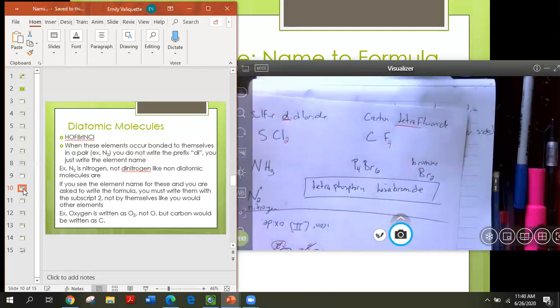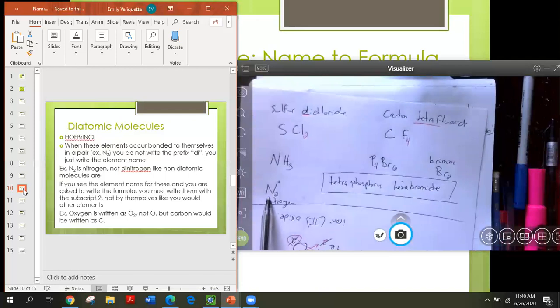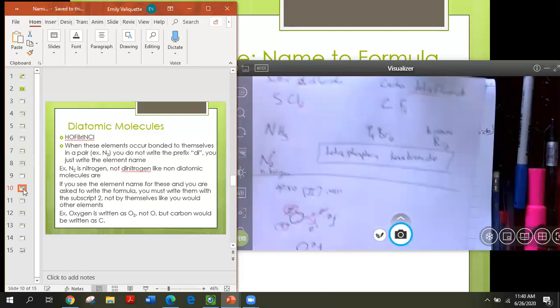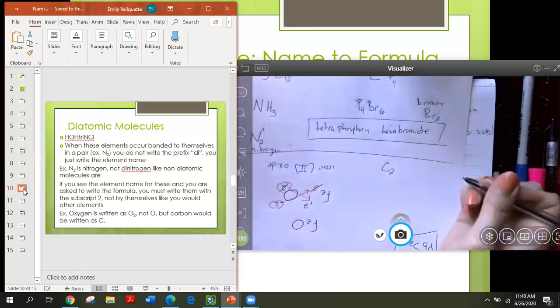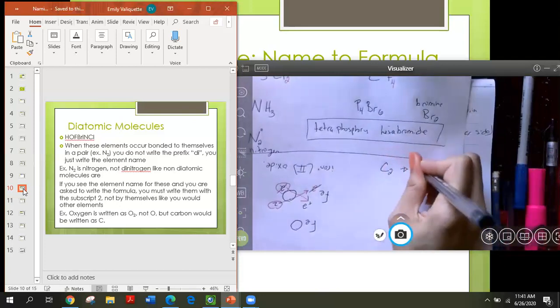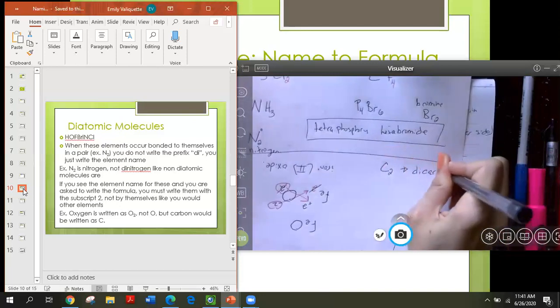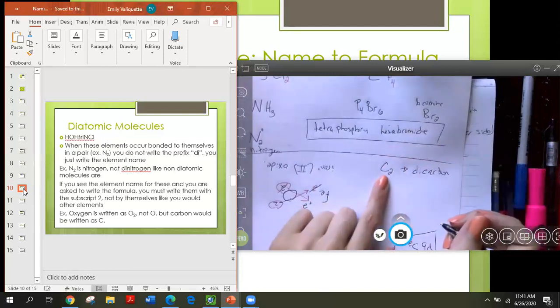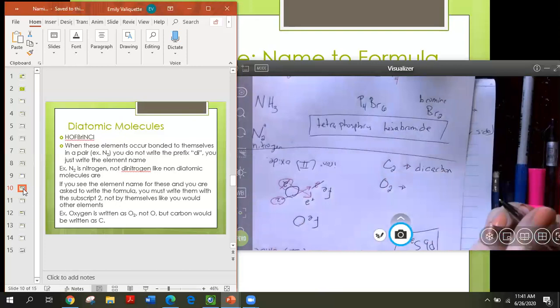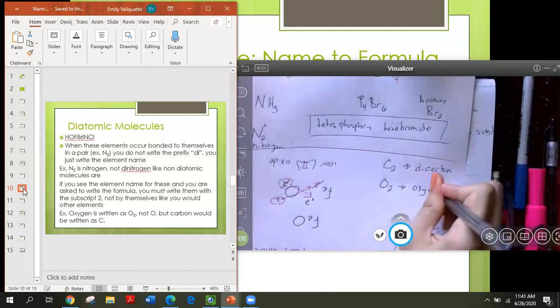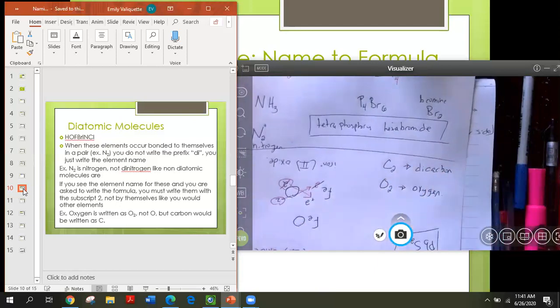Also, if you saw N2 as a name, we would never write it as dinitrogen. It is just nitrogen. However, if you had, say, for instance, C2, I would have to call that dicarbon to show that there's 2 of them, because carbon is not diatomic. But as soon as I have O2, I wouldn't call that dioxygen, because oxygen is already a diatomic molecule. I would just call it oxygen. So make sure you have your diatomic molecules memorized and you know what that means for them.